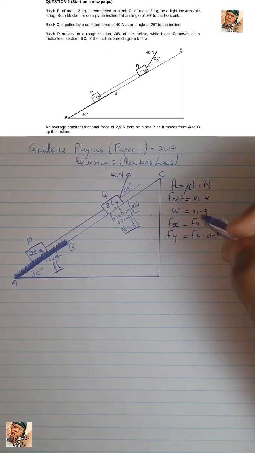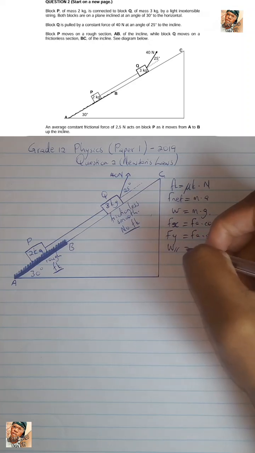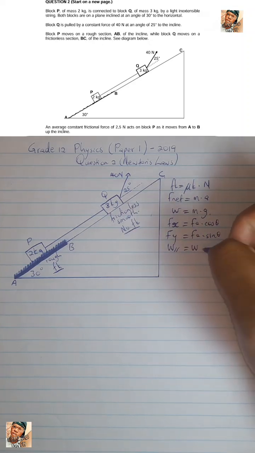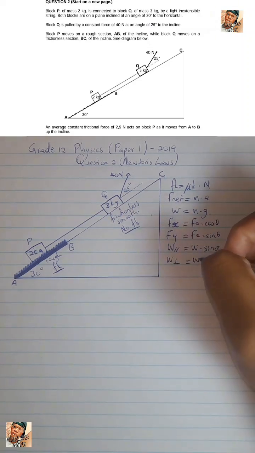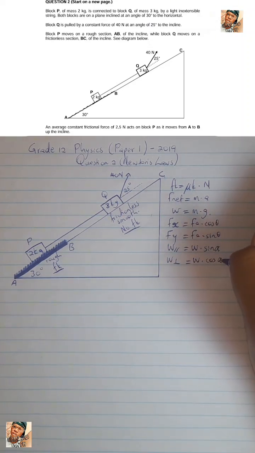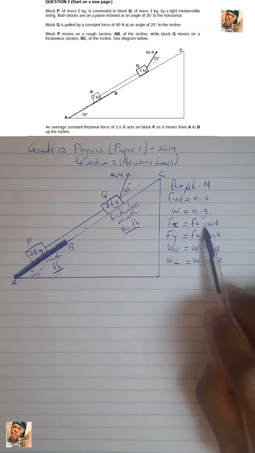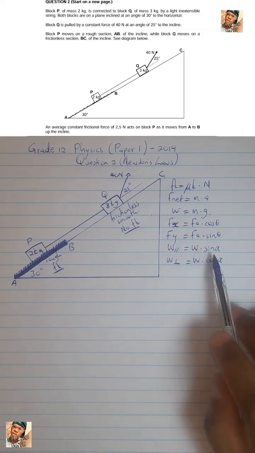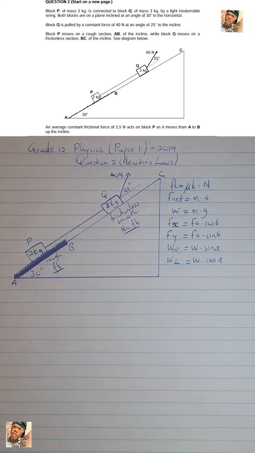We also have to take note of the components of the weight. The parallel component of the weight is equal to the weight, which is mg, multiplied by the sine of the angle, which I'm just going to call alpha, and the perpendicular component of the weight is equal to the weight multiplied by the cos of the same angle, alpha. These two angles are different. The angle for the components of the force applied is different from the angle for the components of the weight. These are the formulas we may utilize in calculations in this scenario.